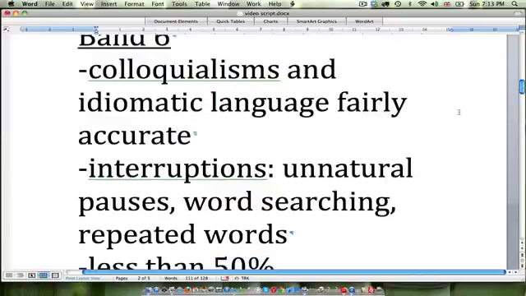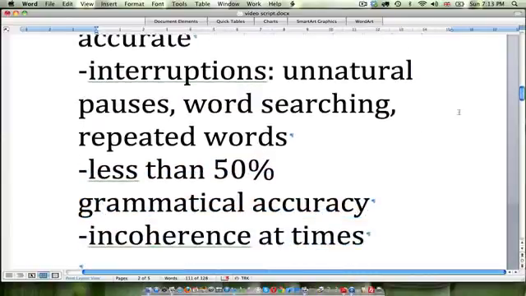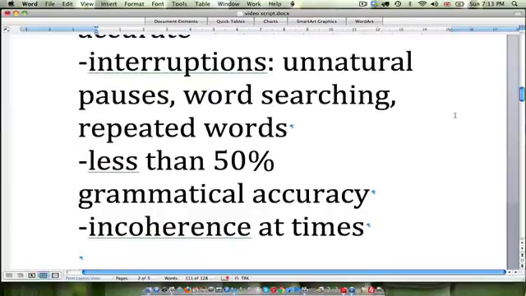A Band 6 student will have several points of interruption within their speaking. So unnatural pauses, word searching, repeating words over and over. These sorts of patterns interrupt the flow of information from the test taker to the examiner, and this will be a clear indicator to the examiner that the student is speaking at a Band 6 level.